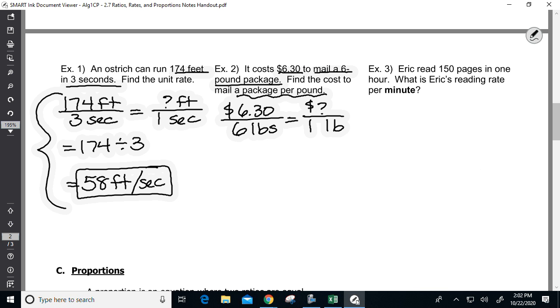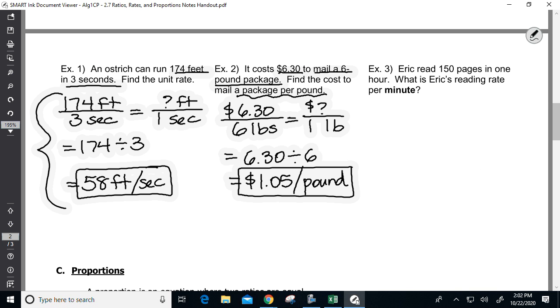So how much does it cost? $1.05. So 630 divided by 6. $1.05 per pound. So again, not difficult. You're only doing one thing. Divide it.